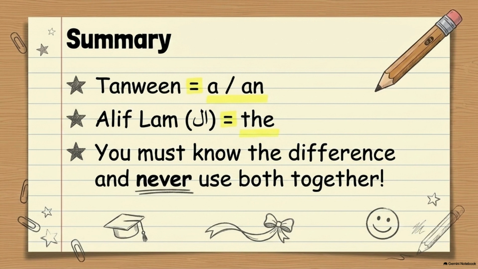Now, my challenge to you today before we part ways is this. Look around the room you're sitting in right now. Pick an object. Imagine applying the tanween rule to say a, whatever that object is, and then imagine adding alif lam to say the object, and visualize that tanween dropping away. The language is all around you, just waiting to be spoken.